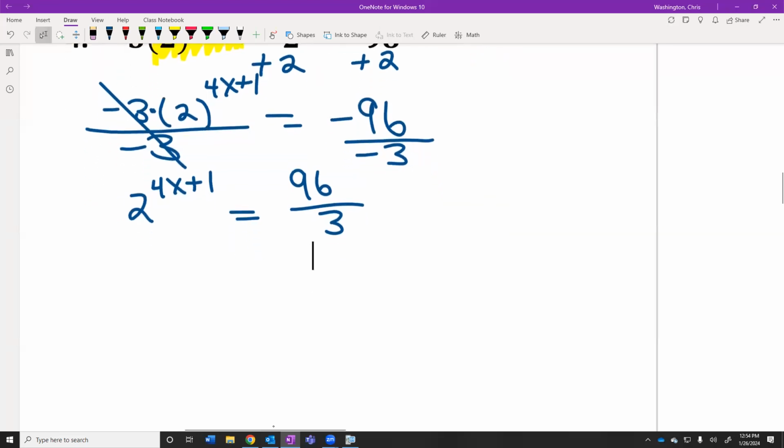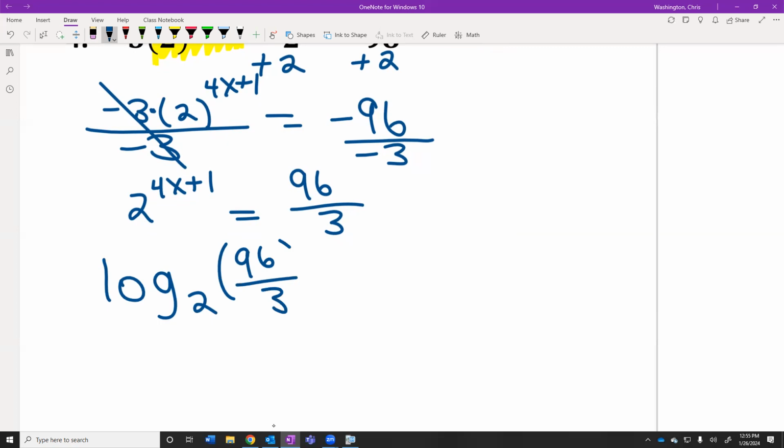And now we have an exponential equation in which the exponential piece is by itself, and we can rewrite this as a logarithm. We're using the inverse property of exponentials and logarithms to get the variable out of the exponent. The 96/3 ends up on the left, and the 4x plus 1 on the right.